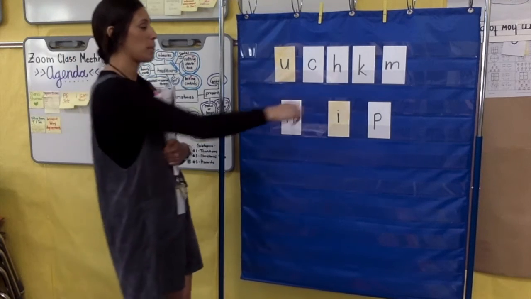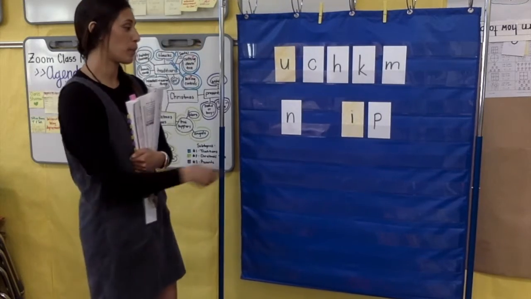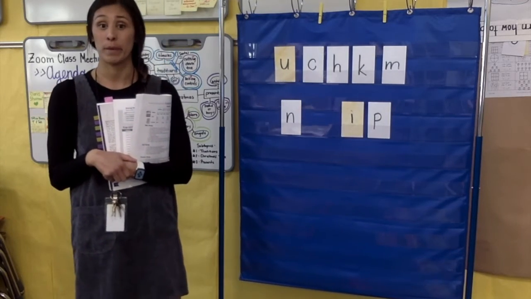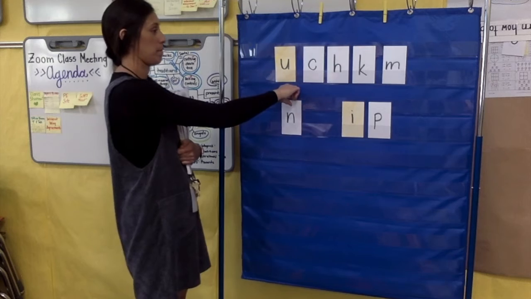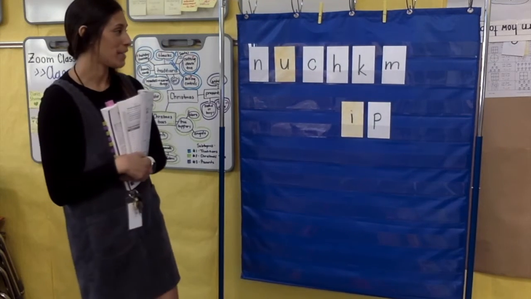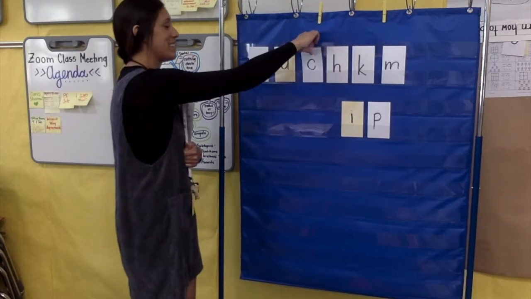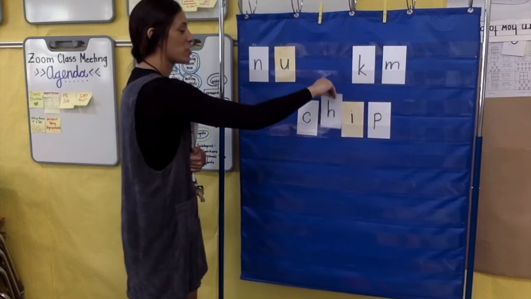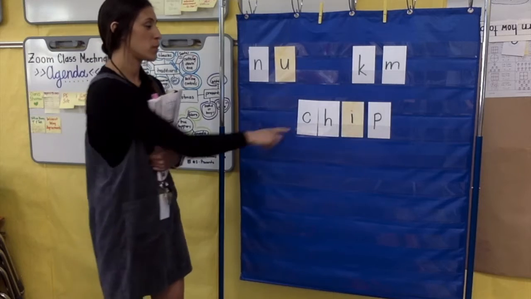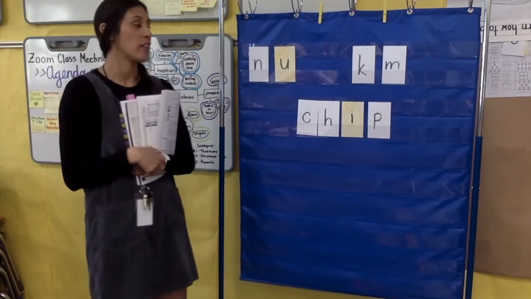Next, you're going to keep the ending sound, ip, and you're going to replace the beginning sound to make the word chip. Chip. All right. What did you guys come up with? C-H-I-P, chip. Very nice job. So C-H makes what sound again? Ch, ch, ch, ch. Very nice.